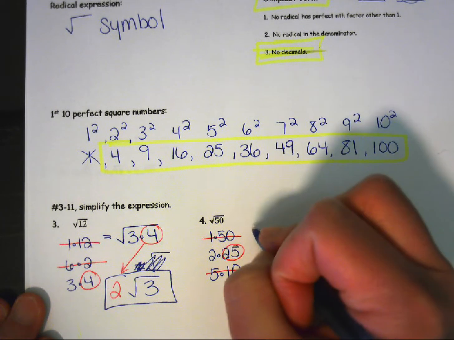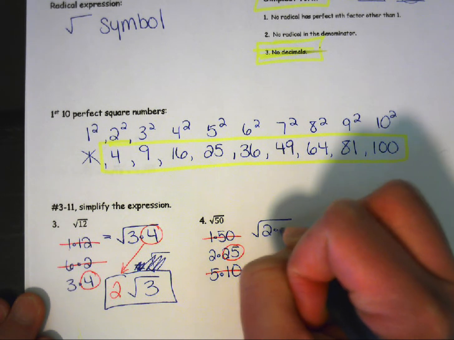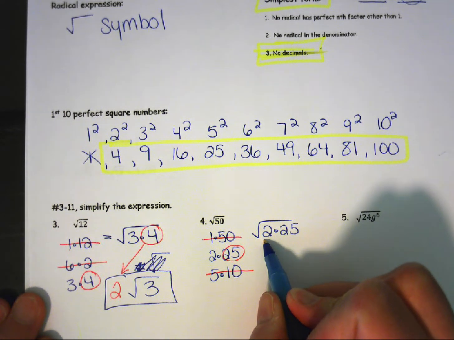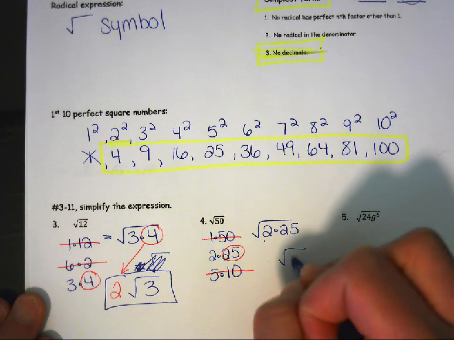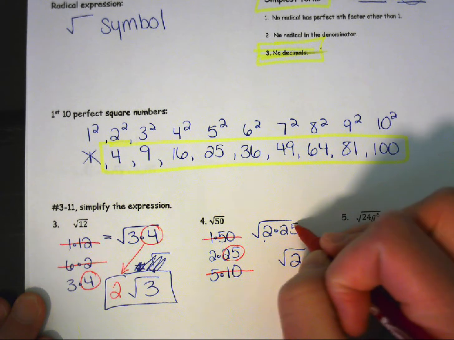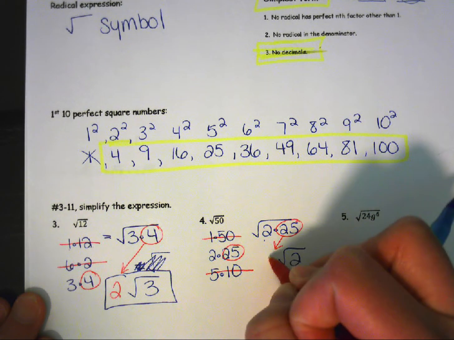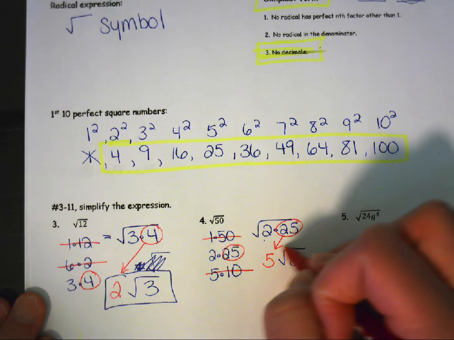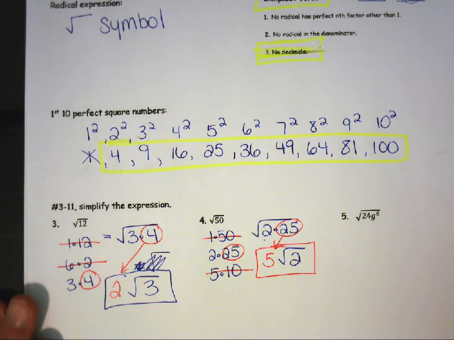So we're going to use this as 2 times 25. The square root of 2, we already saw, is quite ugly, so we're going to leave it alone. But because the square root of 25 is perfect, it comes out front and we take the square root. And so then this would be our answer, okay?